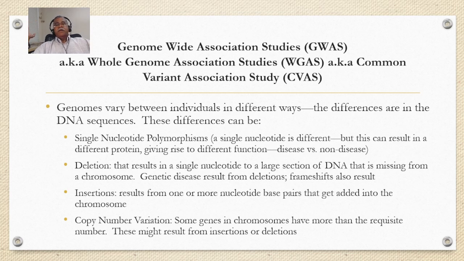So for example, even if you have a family of genes, you could do a study of the structural variants associated with that, and you'll find there are several thousand variants associated with particular genes. What kind of differences do you see? In a single nucleotide polymorphism, a single nucleotide is different. This can result in a different protein, which gives rise to a different function, and that might be the cause of a disease.